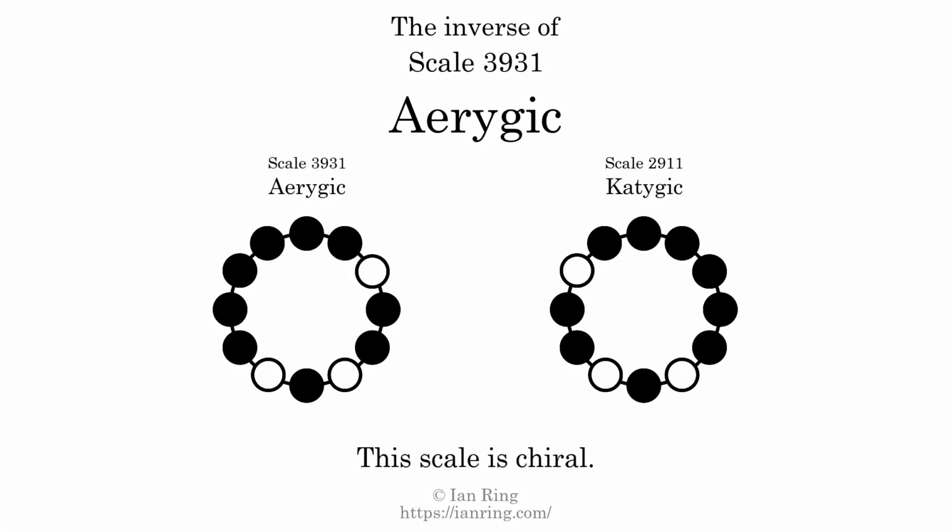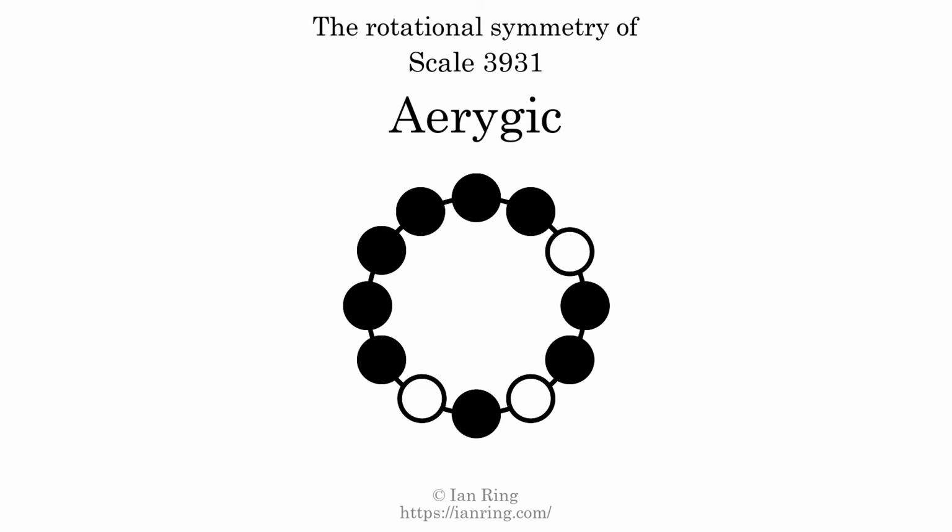The inverse of a scale is a mirror image. It is what you get when the sequence of intervals is reversed. The inverse of this scale is scale 2911, also known as Aerygic. This scale is chiral. It cannot transform into its inverse by rotational transformation. This scale has no rotational symmetry.